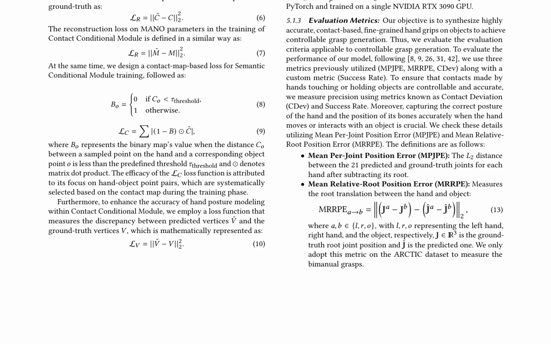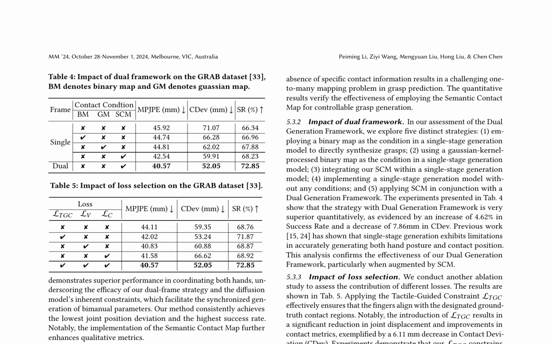The proposed method, ClickDiff, introduces a novel approach to controllable grasp generation using diffusion models. The key innovation is the Semantic Contact Map, which enables users to define contact conditions by simply clicking on the object. This map is used in conjunction with a dual generation framework and a tactile guided constraint to generate grasps that satisfy the desired contact conditions. Experimental results demonstrate the effectiveness of ClickDiff, outperforming state-of-the-art methods in terms of MPJPE, CDEV, and success rate.